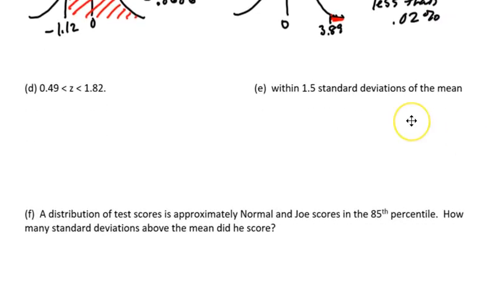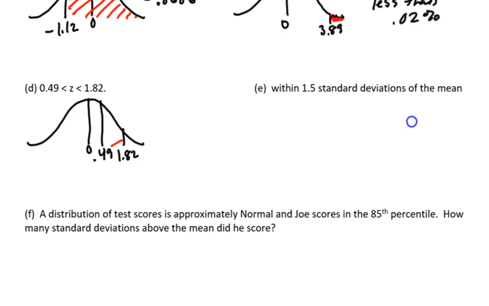Okay, next, what's the probability that z is between 0.49 and 1.82? Here's 0. 0.49 would be about right here, which is less than 1 standard deviation. 1.82 is about 2 standard deviations, so 1.82 here. So we're looking at this region in between the two.